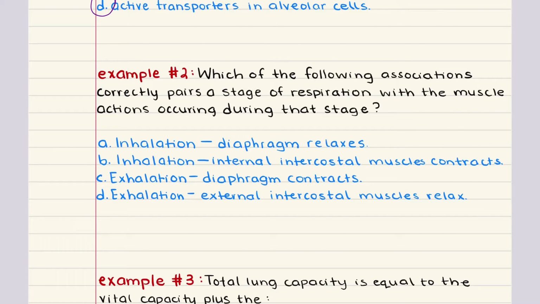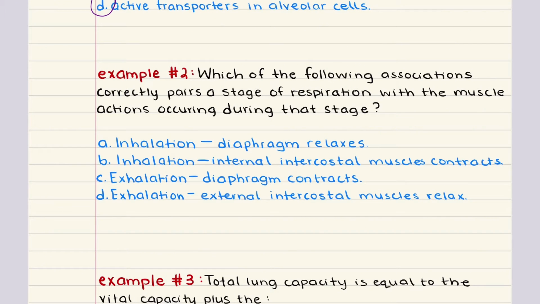During inhalation, the diaphragm contracts, not relaxes. When it contracts, it's going to flatten and move downward, and that will increase thoracic volume so that air can enter the lungs. Relaxation of the diaphragm occurs during exhalation. B says inhalation, internal intercostal muscles contract. This is also incorrect. Internal intercostal muscles are used during active exhalation, where they pull the rib cage down and in to push that air out. They're not involved in normal inhalation. So again, A and B so far, incorrect associations.